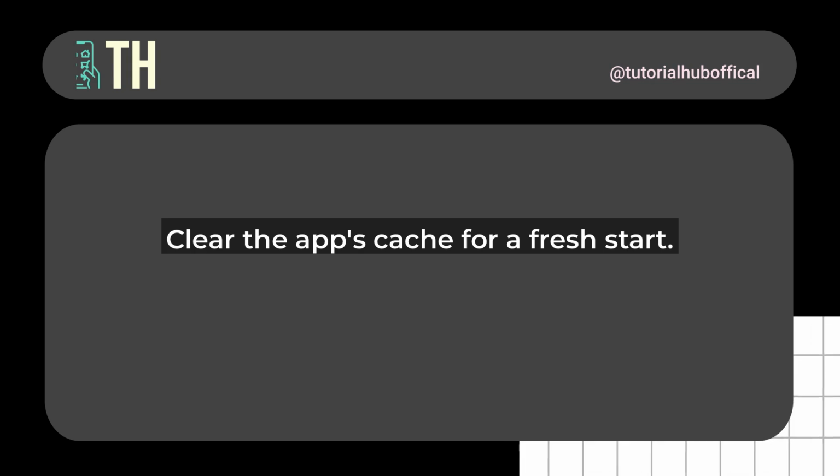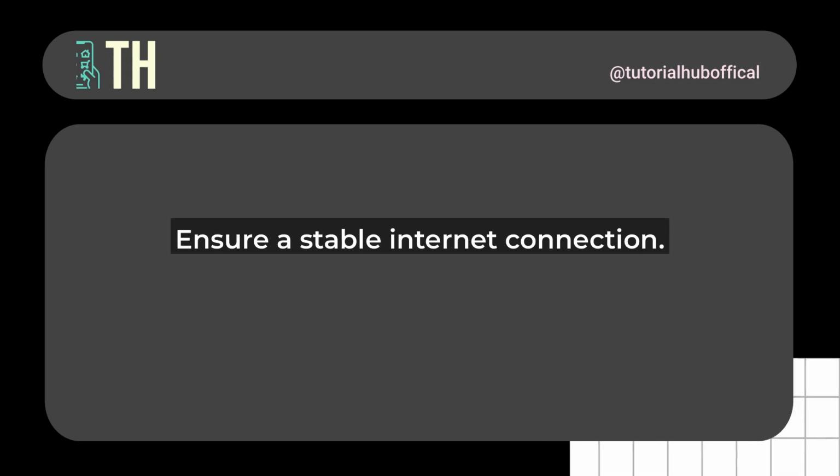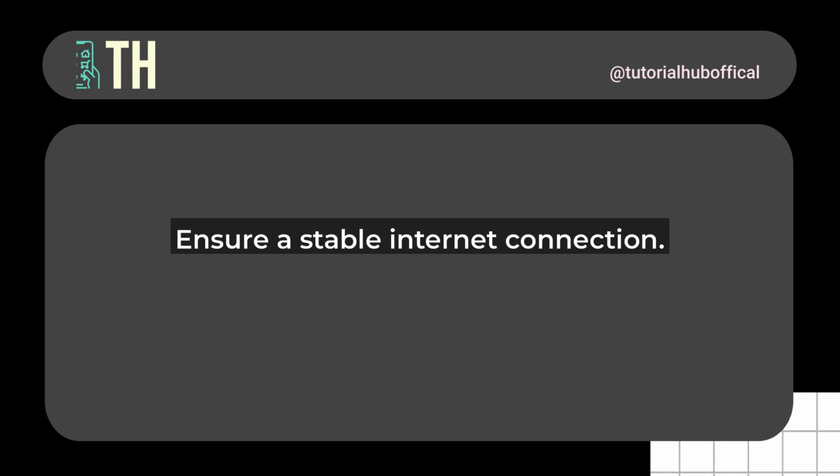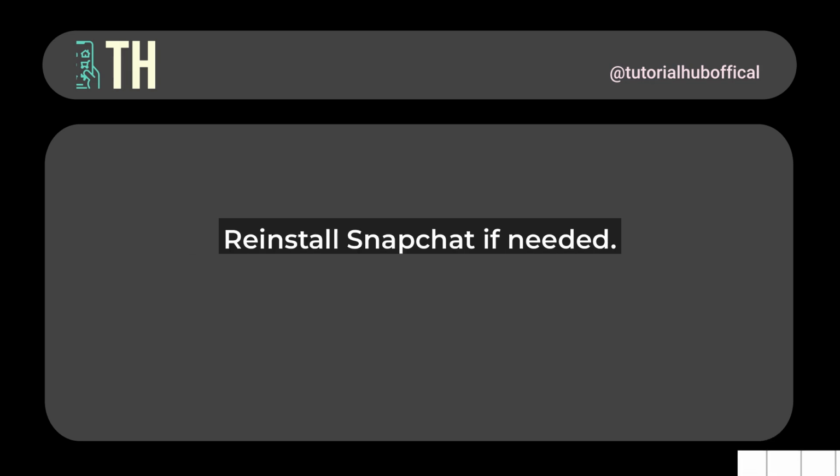Now, if that doesn't do the trick, try clearing the app's cache. For Android users, head to Settings, Apps, Snapchat, Storage, Clear Cache. iPhone users might need to offload the app or restart it fully. This wipes out any corrupted data without deleting your snaps. If filters are still MIA, check your internet connection. Filters often rely on a stable Wi-Fi or data link, so ensure you're connected and not in a dead zone.